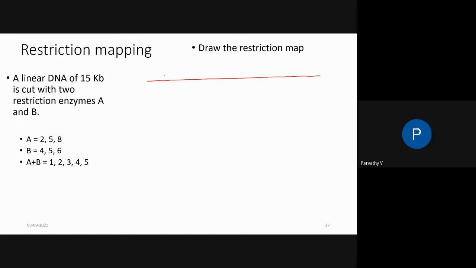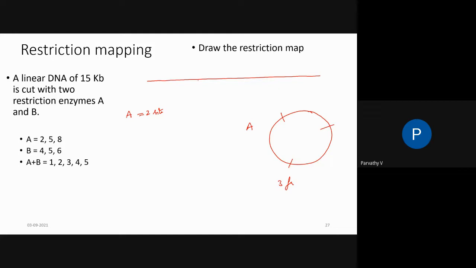Can you tell me what is the order? We'll start from here. How many sites does A have? First thing, A will have 2 sites because it's a linear DNA, and you have to think about circular and linear. If you're cutting with A and it is circular and you're getting 3 fragments, then it must have 3 different restriction sites.